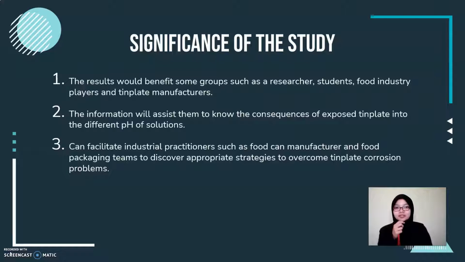Next is significance of the study. First, the result will benefit some groups such as researchers, students, food industry players, and tin plate manufacturers. Second, the information will assist them to know the consequence of exposing tin plate to different pH of solutions. Third, it can facilitate industrial practitioners such as food can manufacturers and food packaging teams to discover appropriate strategies to overcome tin plate corrosion problems.